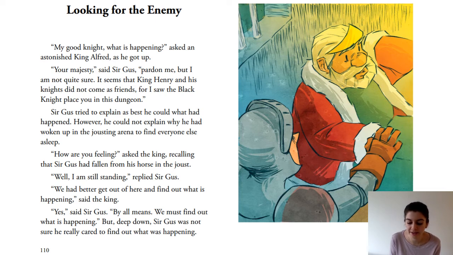On this page, what text evidence tells you that King Henry and his knights did not come as friends?